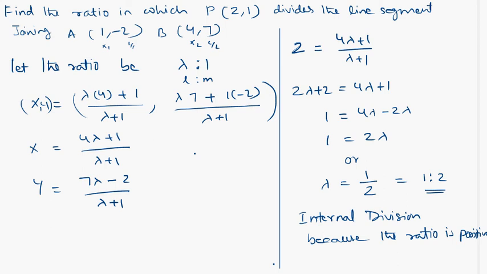We can equate either the x coordinate or the y coordinate, and we get the same result for the ratio. So this is how you find the ratio given the coordinates of a point.